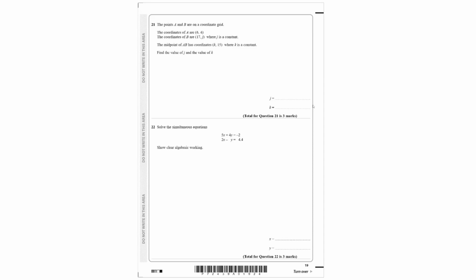The points A and B are on a coordinate grid. The coordinates of A are (6, 4), and the coordinates of B are (17, J), where J is a constant. The midpoint of AB has coordinates (K, 15), where K is a constant. Find the value of J and the value of K.